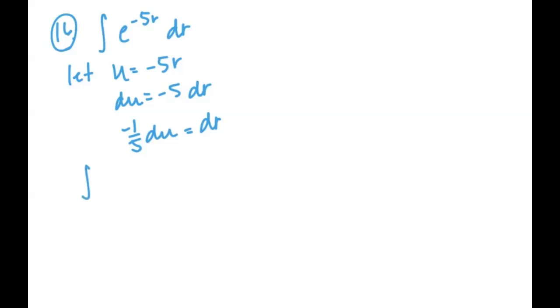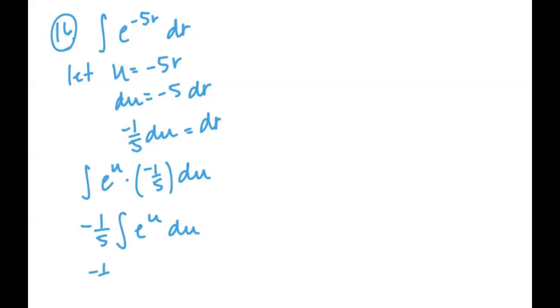So we have the integration of e to the u times negative 1/5 du. So we're going to bring the negative 1/5 out front, e to the u du. And the integration of e to the u is e to the u. So we have negative 1/5 e, and then u is negative 5r plus c.